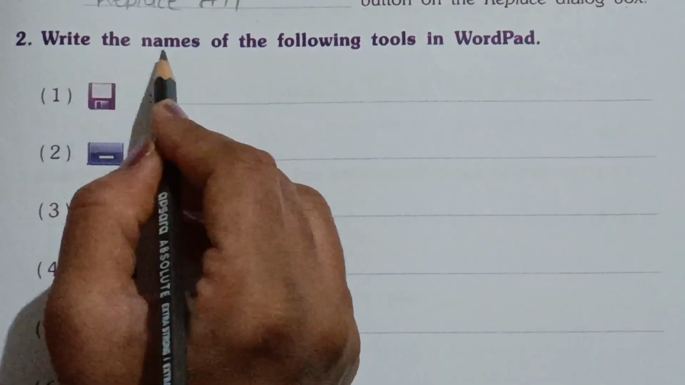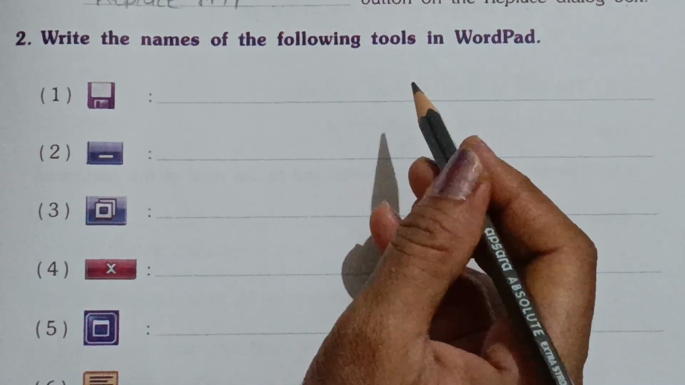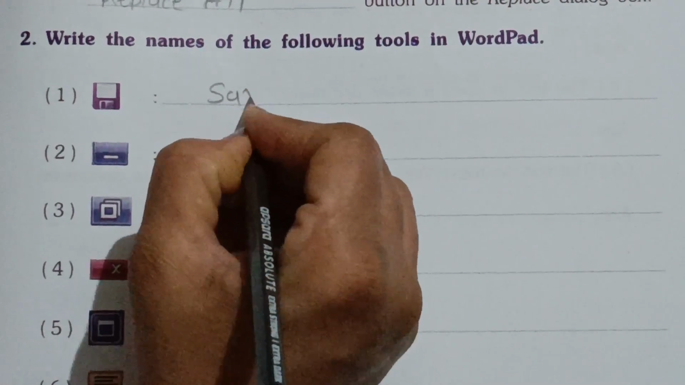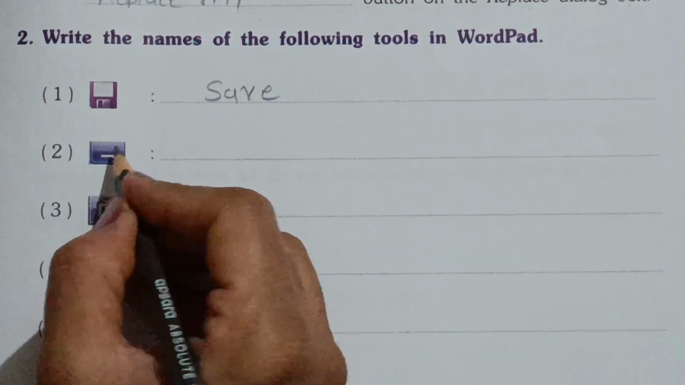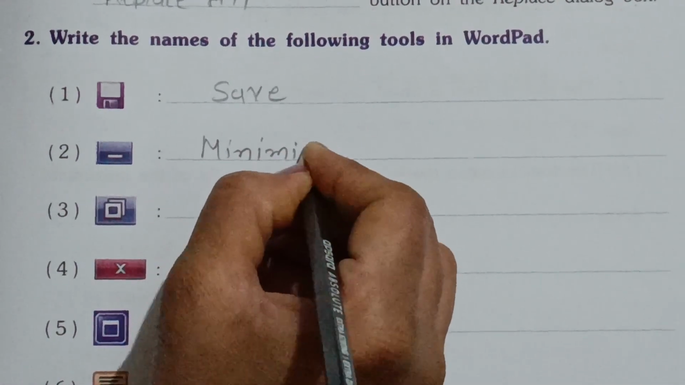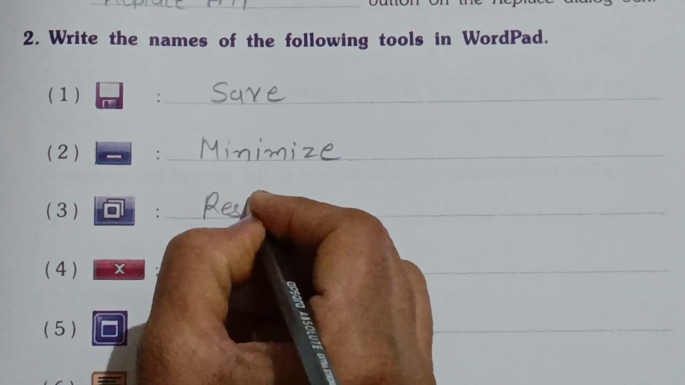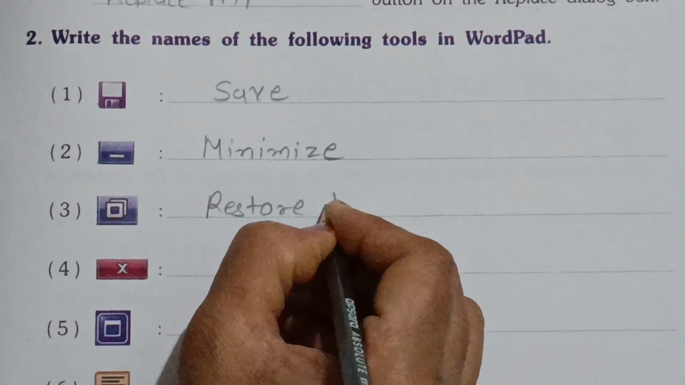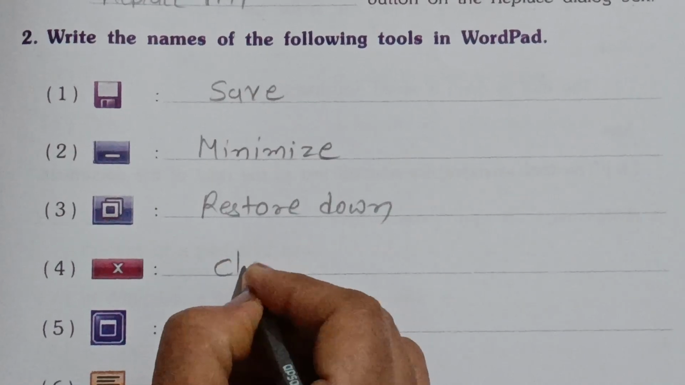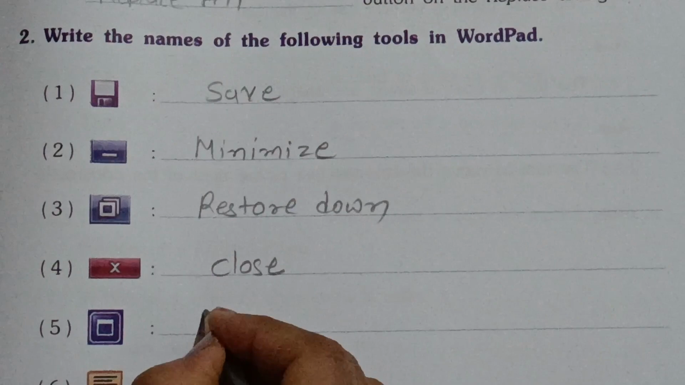Question number 2, write the names of the following tools in WordPad. Humein neeche tools diye hain, unke name likhne hain. To first hai save. Now second is minimize. Third is restore down. 4 is close. 5 is maximize.